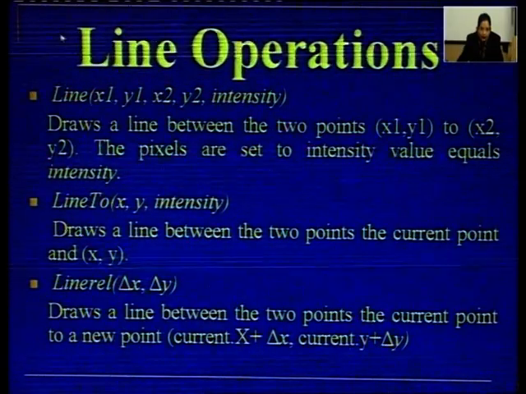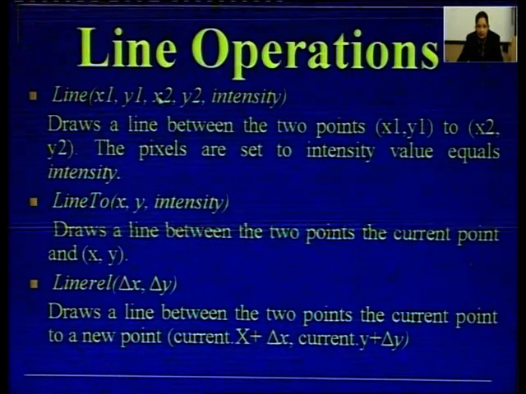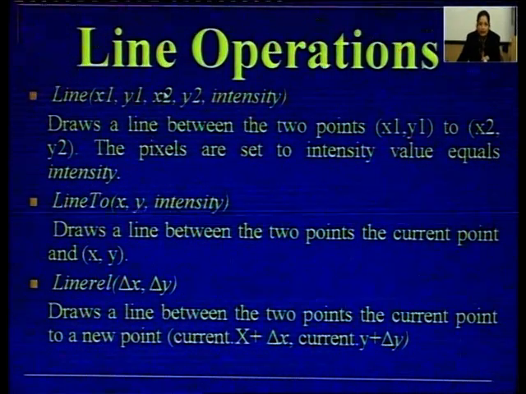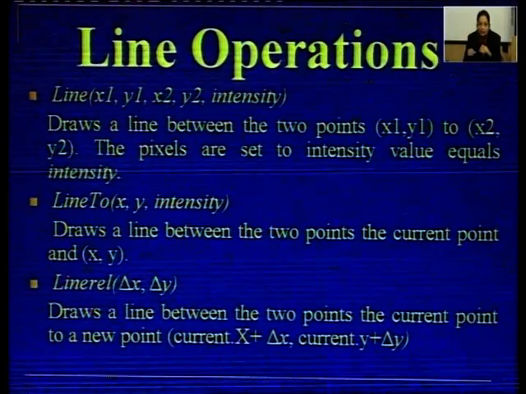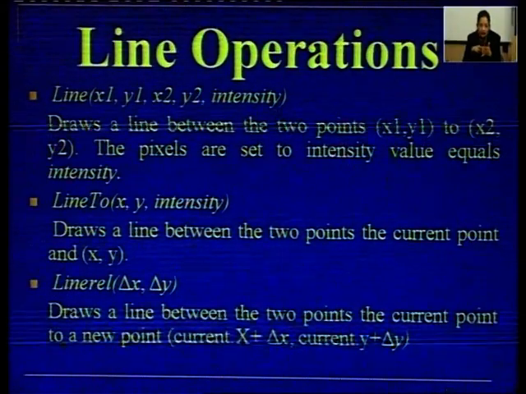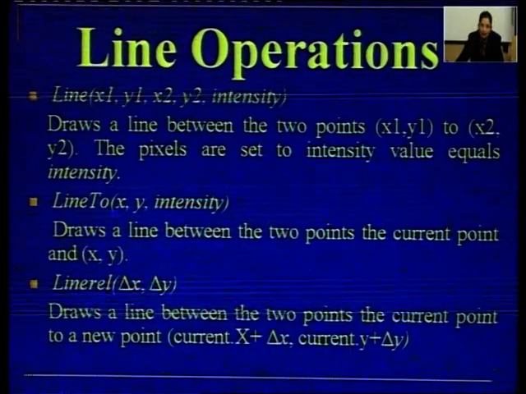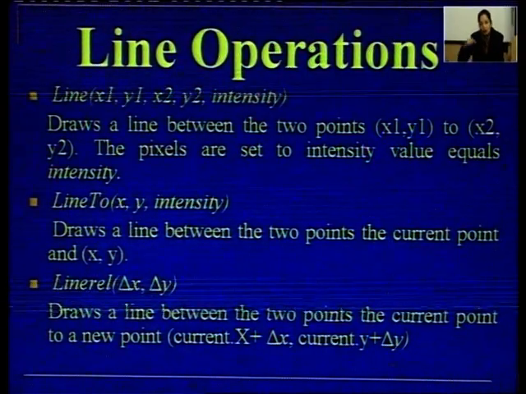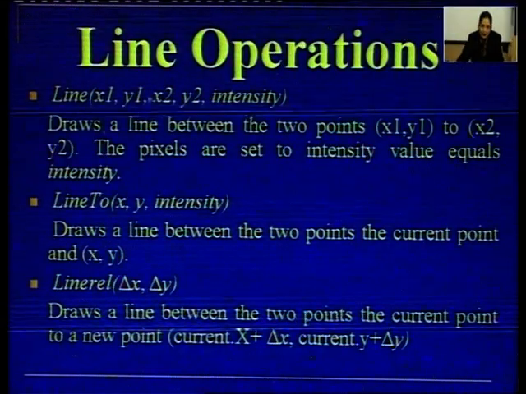Line: the first operation, how to draw a line. There are various line drawing operations, but the parameters are different. Sometimes we know the two endpoints of the line, and sometimes we know only one point, and the next point will be the current point. We know the current point, that is under the cursor on the screen, and the next point up to which we have to draw a line will be explained in the parameters.